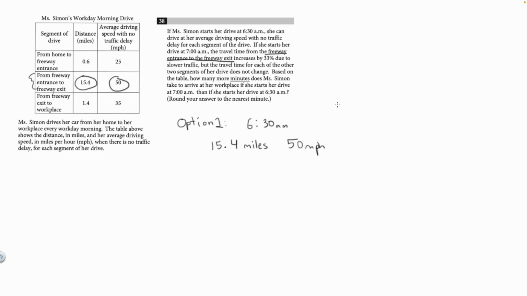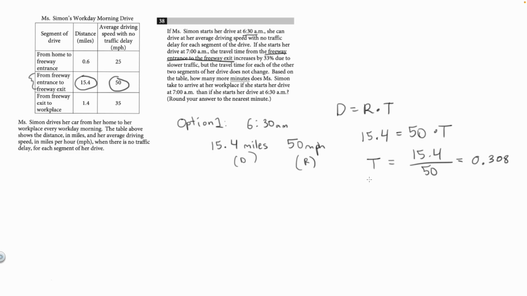If we use our formula, distance equals rate times time, we can plug in the distance and the rate to find the time she took on the highway at 6:30 a.m. So we have 15.4 equals 50 miles per hour times time. To find time, we have time equals 15.4 over 50. In the calculator, we get 0.308. Since we're finding time, this is in hours.